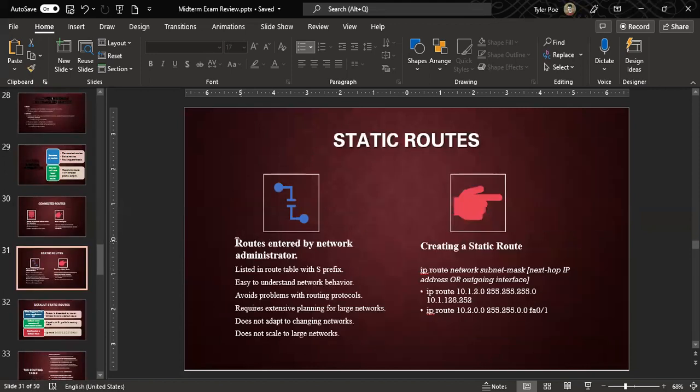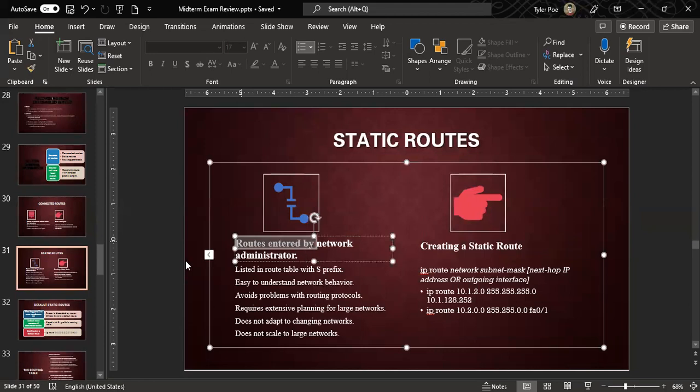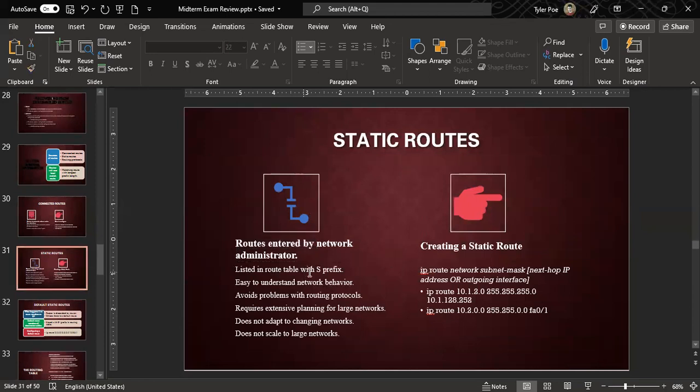So static routes. These routes are entered by the network administrator. They're listed in the routing table with the S prefix. They're easy to understand network behavior. Might be some disagreements on that, but they avoid problems with routing protocols. However, they require extensive planning for large networks. They do not adapt well to changing networks and do not scale. So basically, static routes don't really account for network growth. They're very difficult to configure.